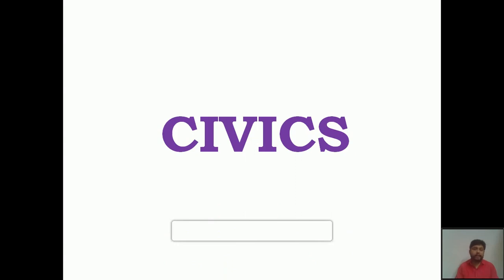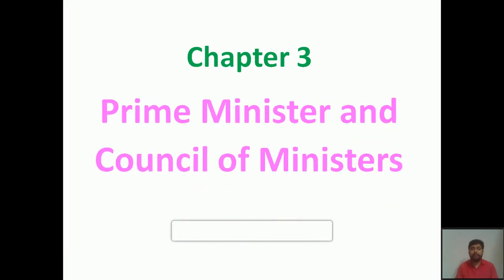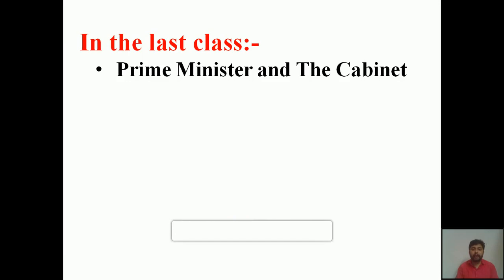Today, we are continuing with the same chapter from Civics, chapter number 3, Prime Minister and Council of Ministers, part 7. Do you remember what we were discussing in the previous class? In the last class, we were discussing an important point, that is Prime Minister and the Cabinet: the power distributed between the Prime Minister and the Cabinet, and the relationship between them.